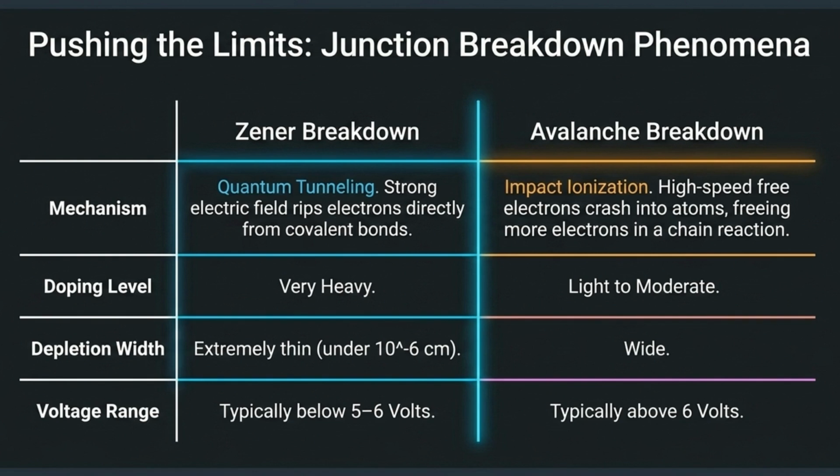Zener relies on quantum tunneling with very heavy doping, typically below 5 to 6 volts. Avalanche uses impact ionization in light to moderately doped junctions, typically above 6 volts.